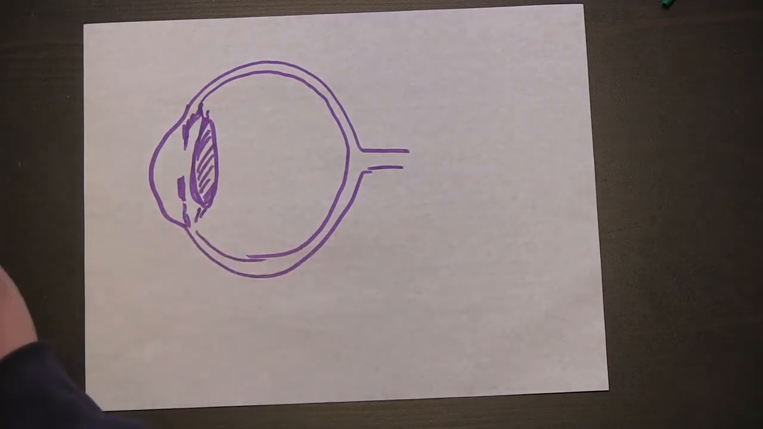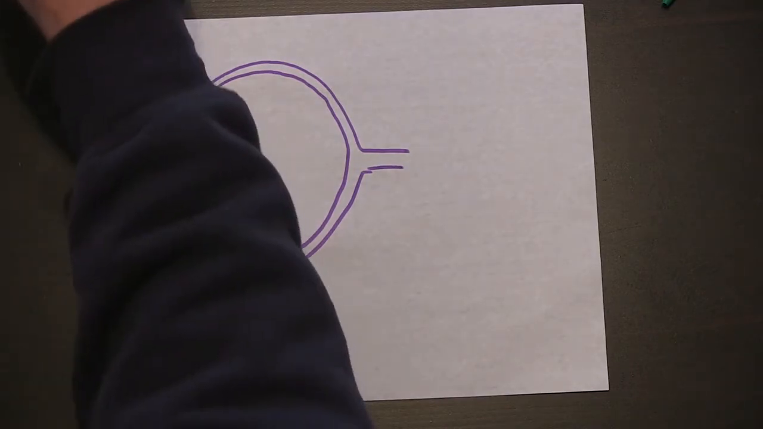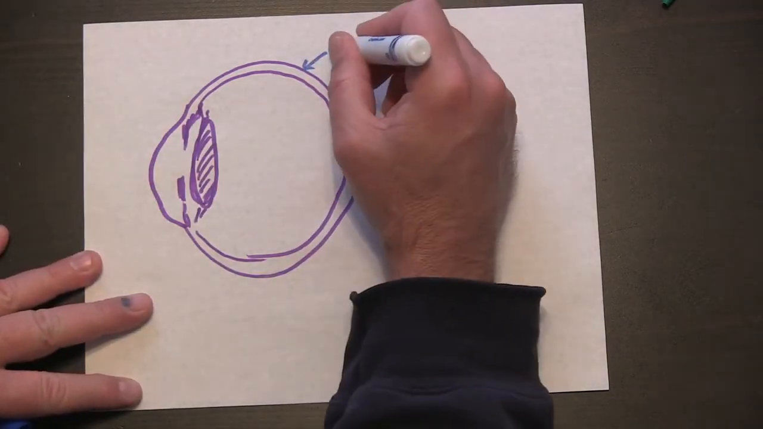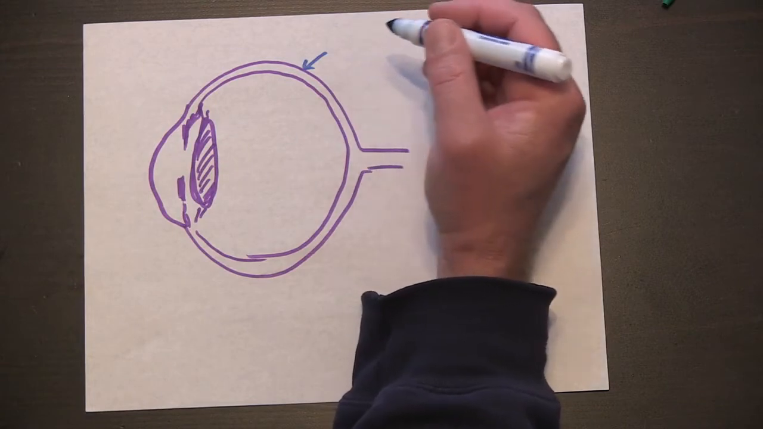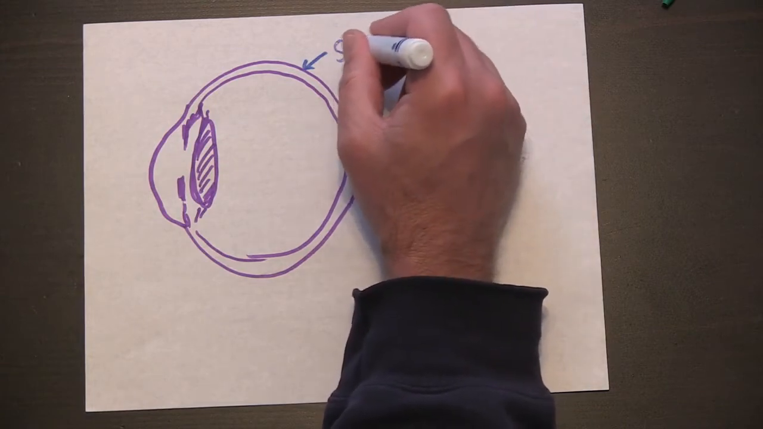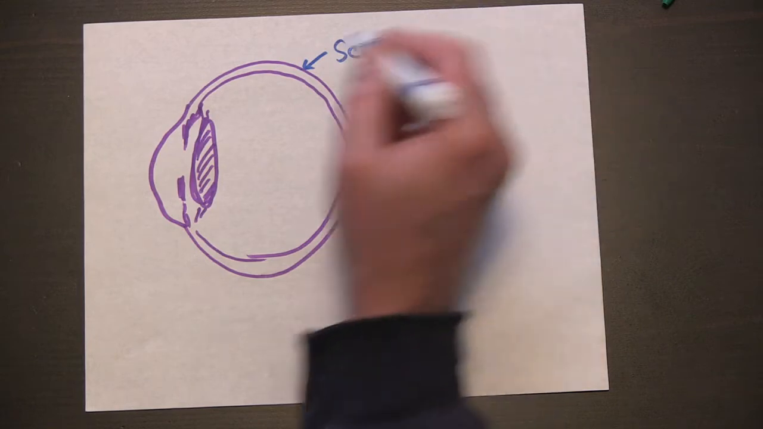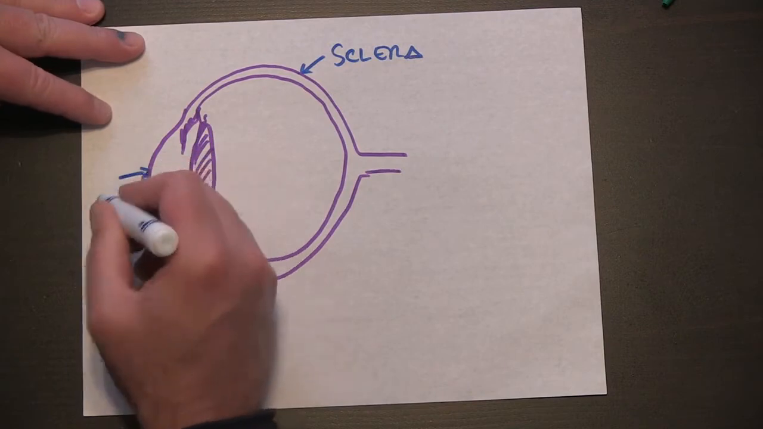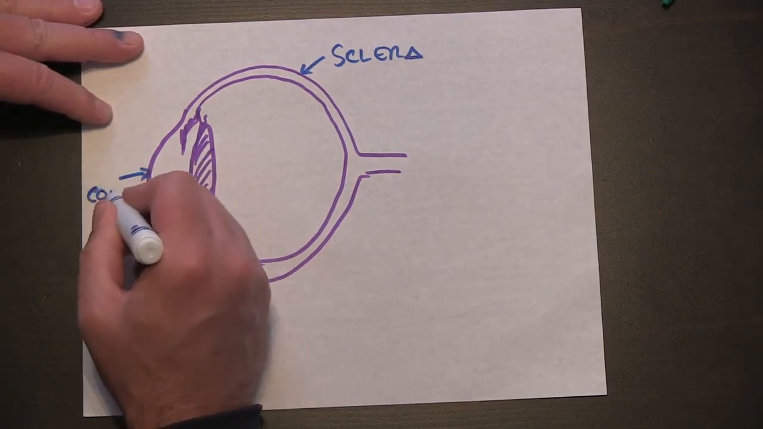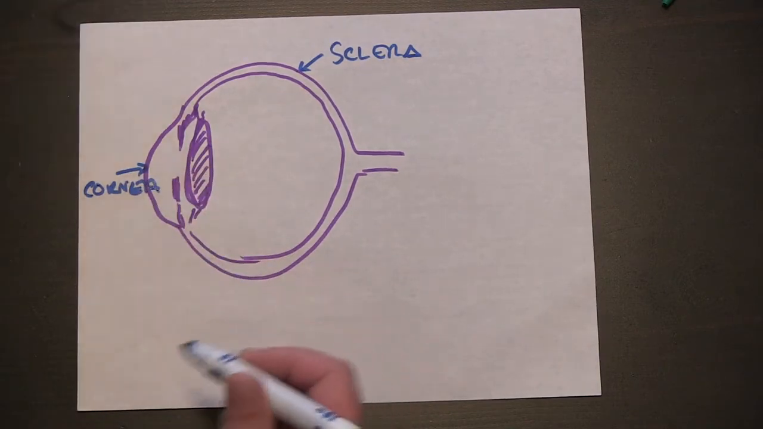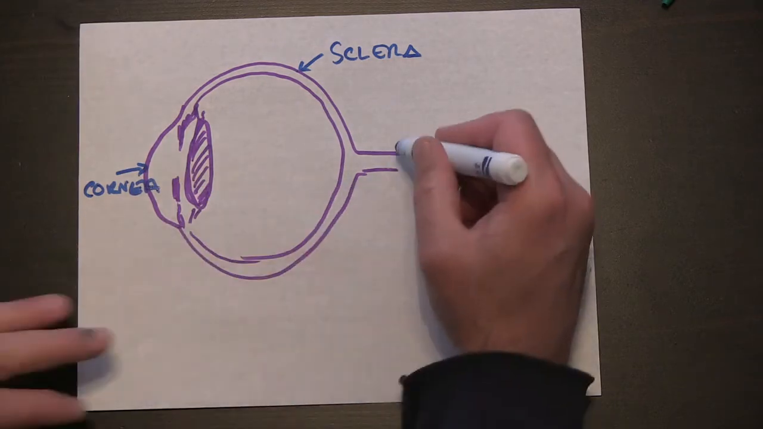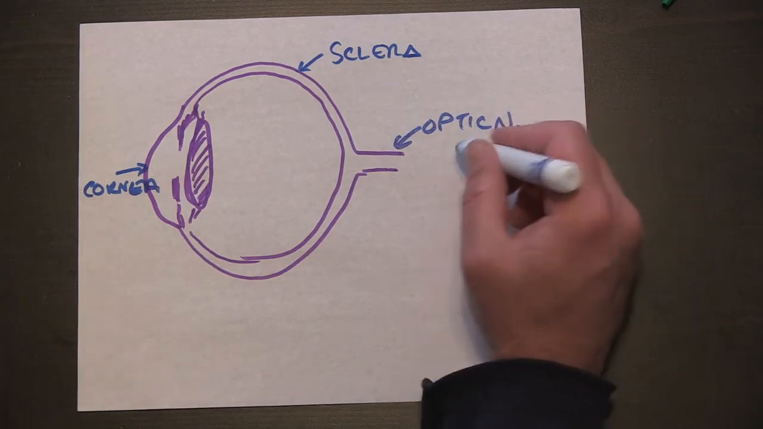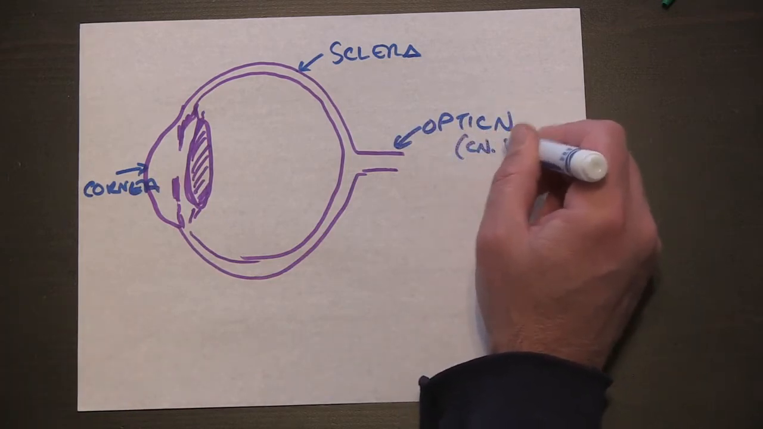Okay. Let's start with the outside. So the white part of your eye is the sclera, and then when it comes around to the anterior side, it becomes clear and is known as the cornea. And then back here we've got the optic nerve, which is cranial nerve 2, or part of it.